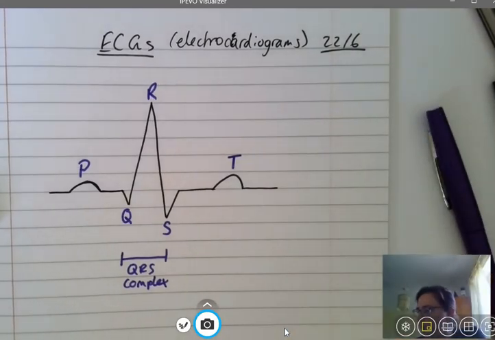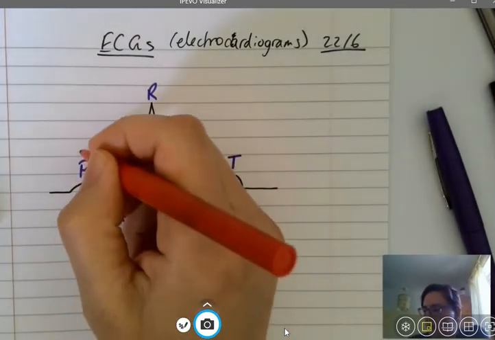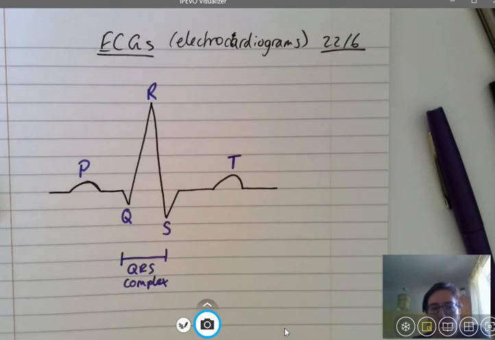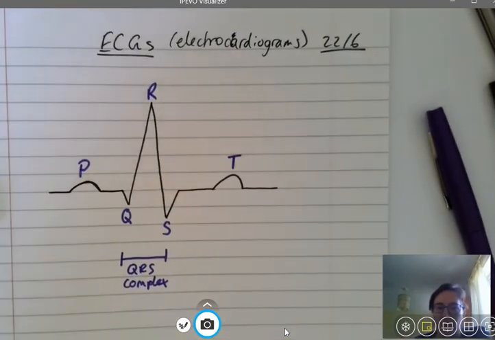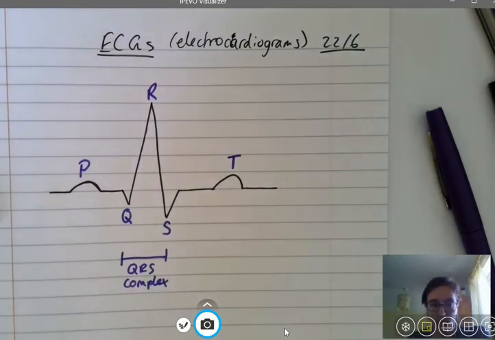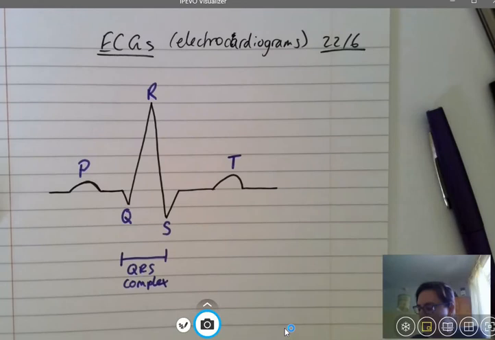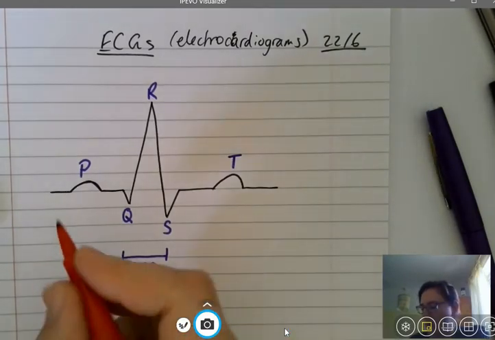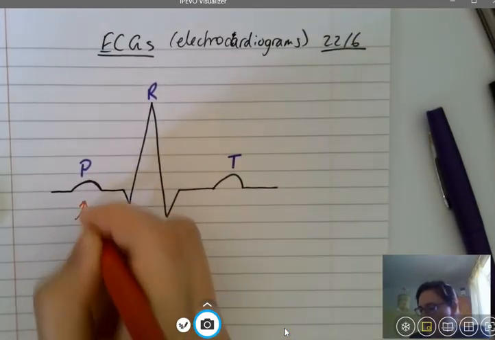So hopefully you got some ideas for some of these anyway. So the P wave happens at the same time as atrial systole. Hopefully you can all remember systole meaning contraction. So our P wave coincides with atrial systole.